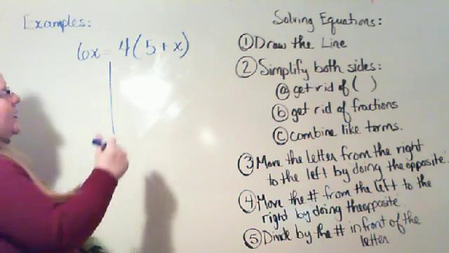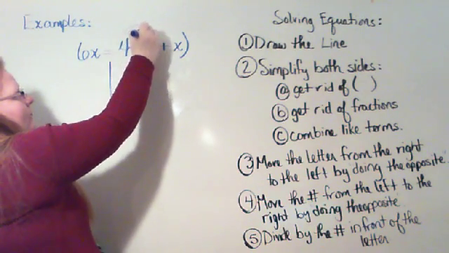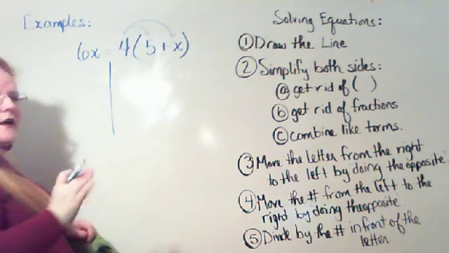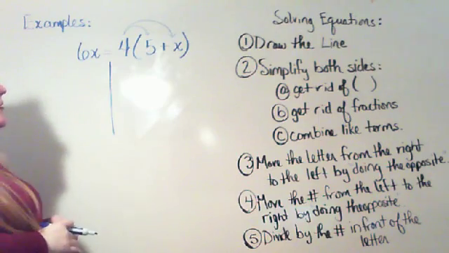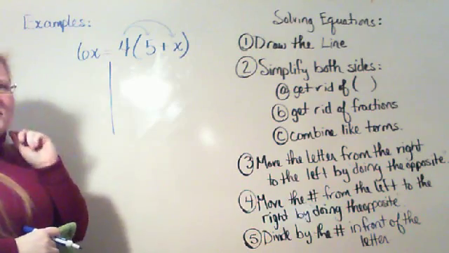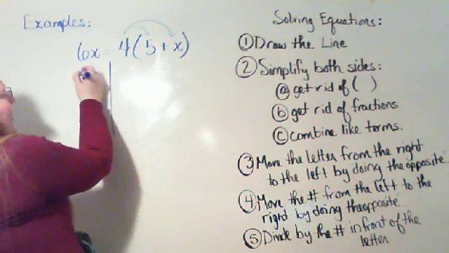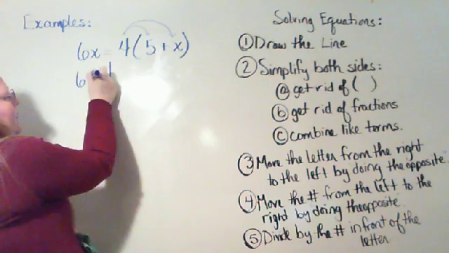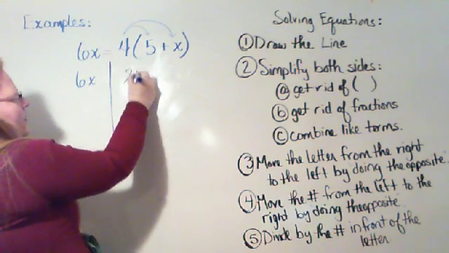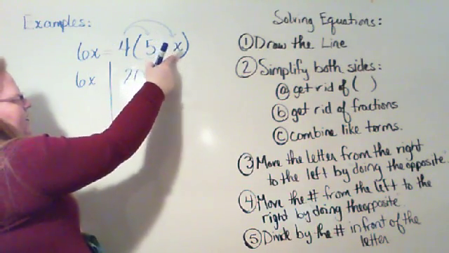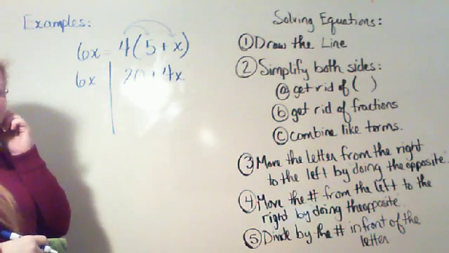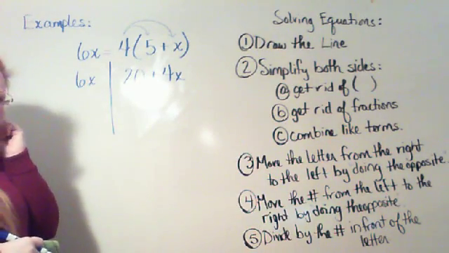So I need to give one of these 4's to the 5, and I give a 4 to the x. Got to give it to both places. So when I give this 4 to the 5 and I give this 4 to the x, I'm actually multiplying. So I'll have my 6x still over here. But over here it'll be 4 times 5 is 20. And 4 times x is 4x. That's called the distributive property. That's why we call it distributing.